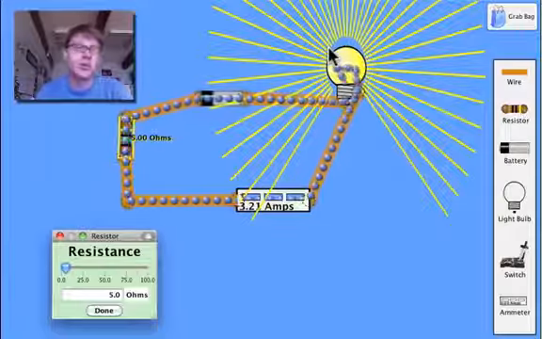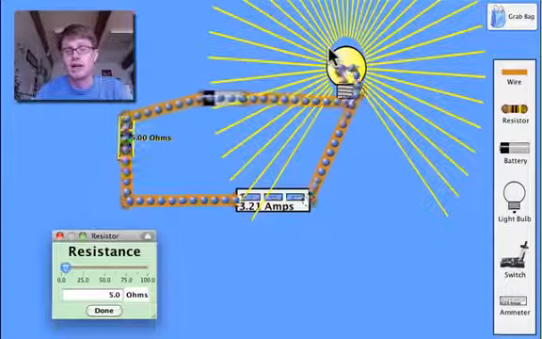I'll talk more about what is a parallel circuit and what is a series circuit a little bit later, but I hope that's a great start.